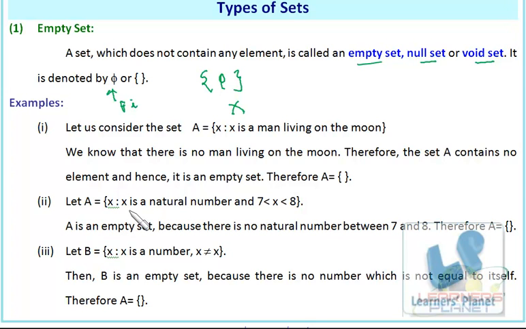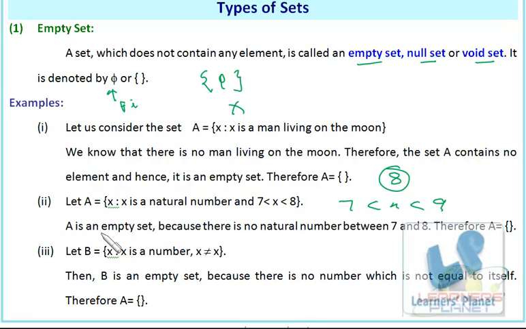Similarly, x such that x is a natural number and x is between 7 and 8. Now 7 and 8 are consecutive natural numbers, so obviously between these two there is no natural number, right? So in this case A is an empty set, because you don't have any number between 7 and 8 which is a natural number. If instead of 8 it were 9 there, then we would just have one element, that is 8. But in this case between 7 and 8 there is no natural number, that means A is an empty set.